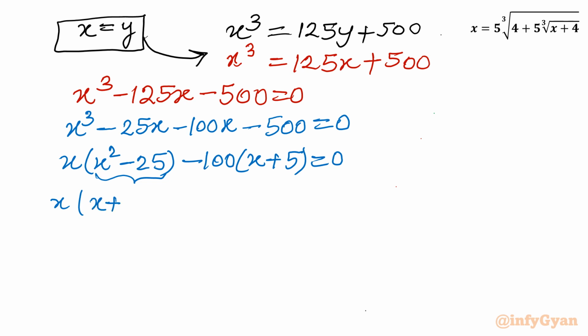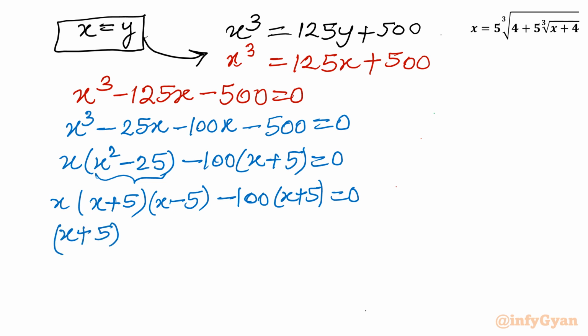So I will be writing x plus 5, using a plus b, a minus b, so x minus 5, minus 100 times x plus 5 equal to 0. Take x plus 5 common out. So in this bracket it will be left with x times x minus 5, so x square minus 5x, and from the last term, I will be having minus 100 equal to 0.